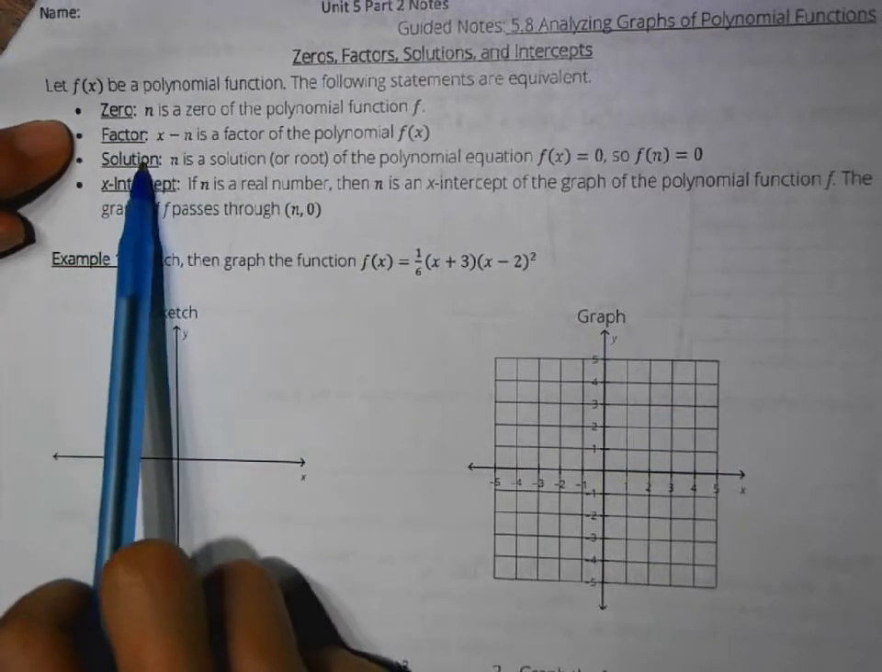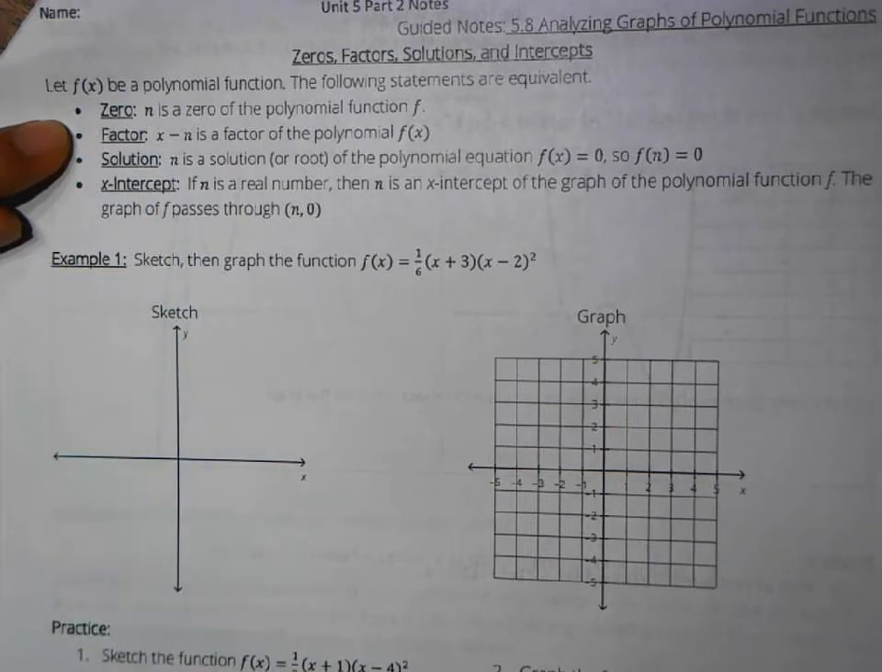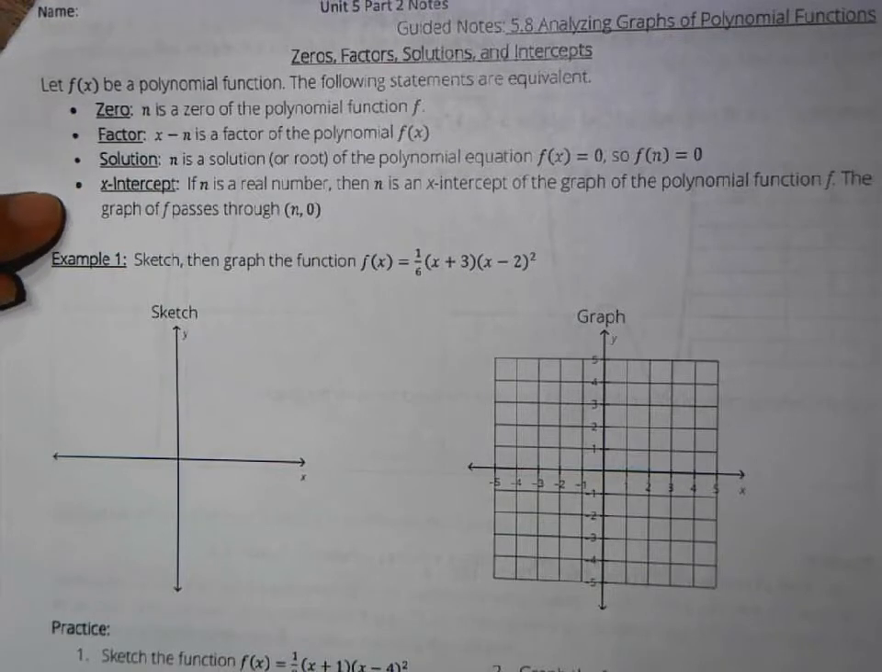A factor is taking your zeros or your solutions or an x-intercept and rewriting it so that it becomes a factor. It is the step before you get to the zeros. So let's take a look.